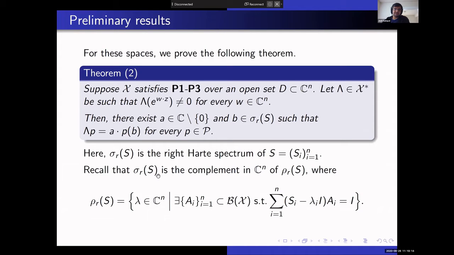For those of you who are unaware, the right Harte spectrum of S is the complement in C^n of the resolvent of S, which is the set of all vectors in C^n such that you have an n-tuple of operators on X that satisfy this condition. Just this algebraic condition. And it's a bit technical where I'm going to use that in the proof. I'm not going to dig too deep, but I'll just provide all the arguments for the sake of completion.